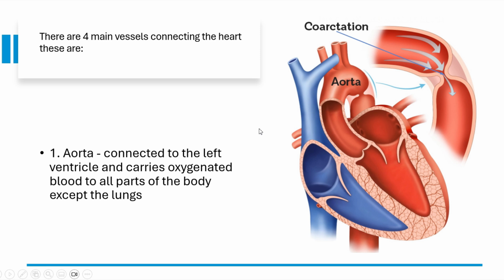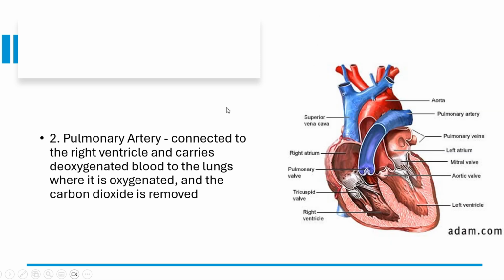Okay, cool. There are four main vessels that you need to know about. The first one is the aorta. So the aorta is right there. It's connected to the left ventricle and carries oxygenated blood to all parts of the body except the lungs. So what I'm saying here is it goes from the left ventricle, the blood gets pumped through the aorta to the rest of the body.